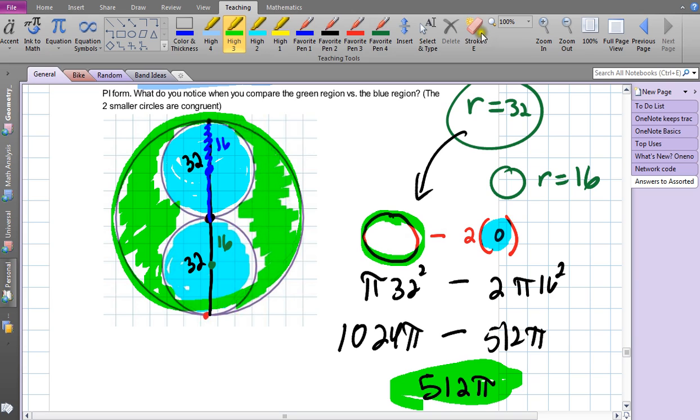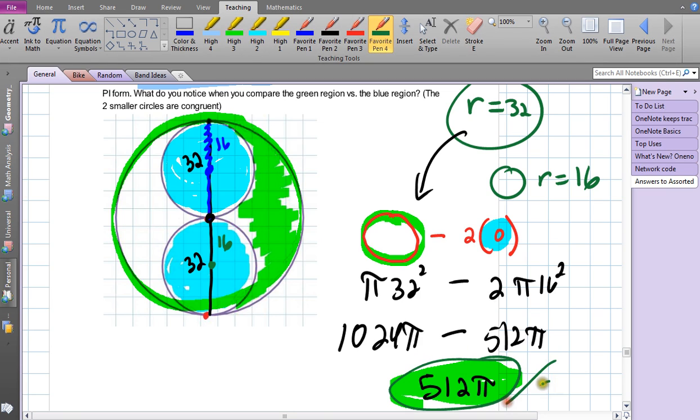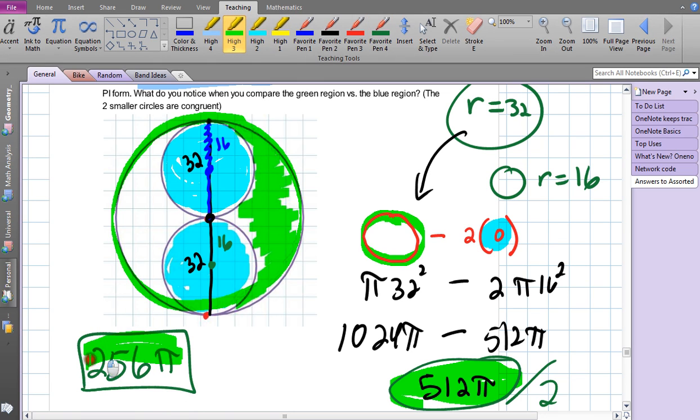But remember the original problem. We didn't want all the green. We just wanted half the green. So what would I do to that number? Well, let's divide it by 2. And if I divide it by 2, I take 512 divided by 2. That turns out to be 256 pi. That is the area just of the green region.